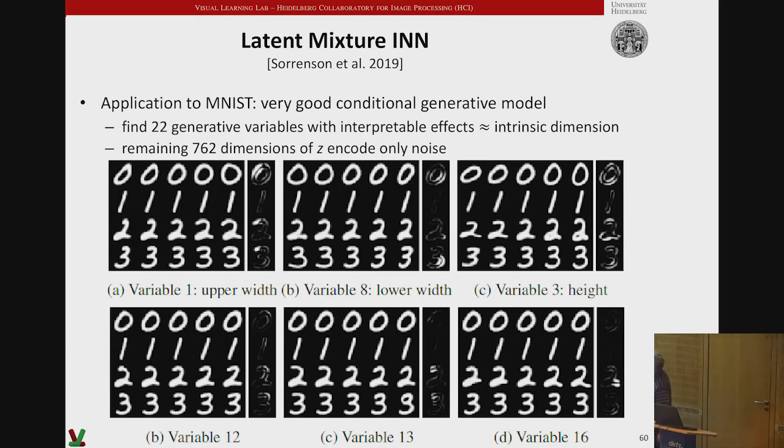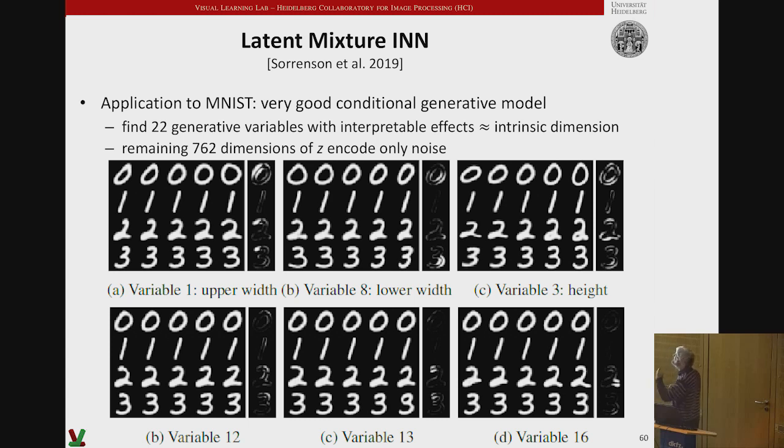And we see this if we look at MNIST. In MNIST, we have found 22 meaningful variables. And all the remaining 762 are just noise variables. So if you have high values in these variables, you will just get noise. Whereas high values in the first 22 give you meaningful variation. So variable 1 varies the upper width of the digit. So the lower width is essentially constant, but the upper width increases. And then variable 8 takes care of the lower width of the digit.